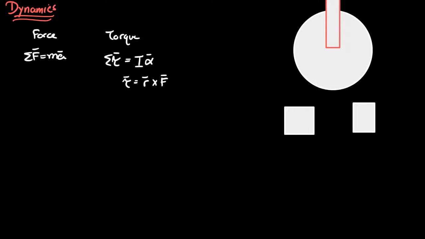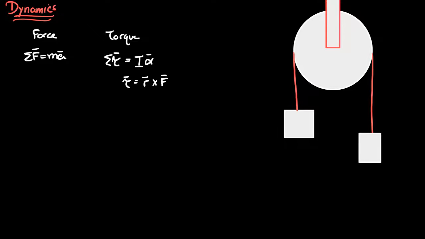All right, so here's our problem. I'm going to have two boxes that are connected to a pulley, like so. There we go. The first box has a mass of 10, and the second box has a mass of 5 kilograms. But our pulley has a radius r and a mass of 5 kilograms. And our pulley is a disc.